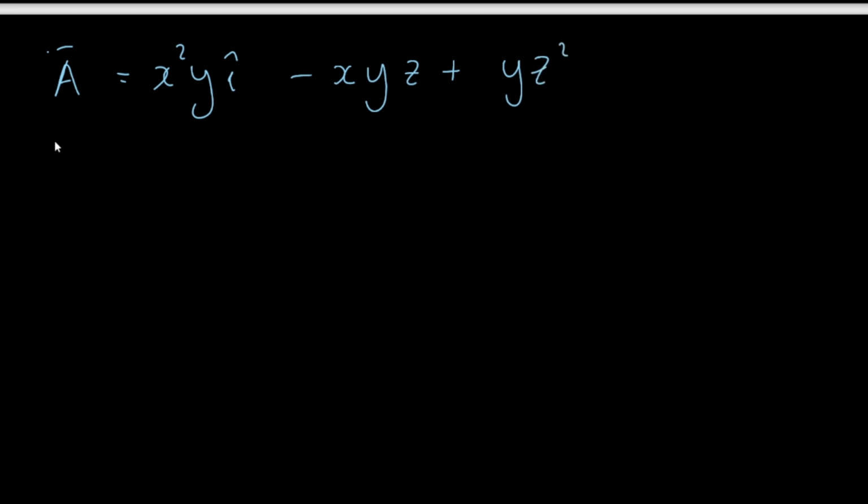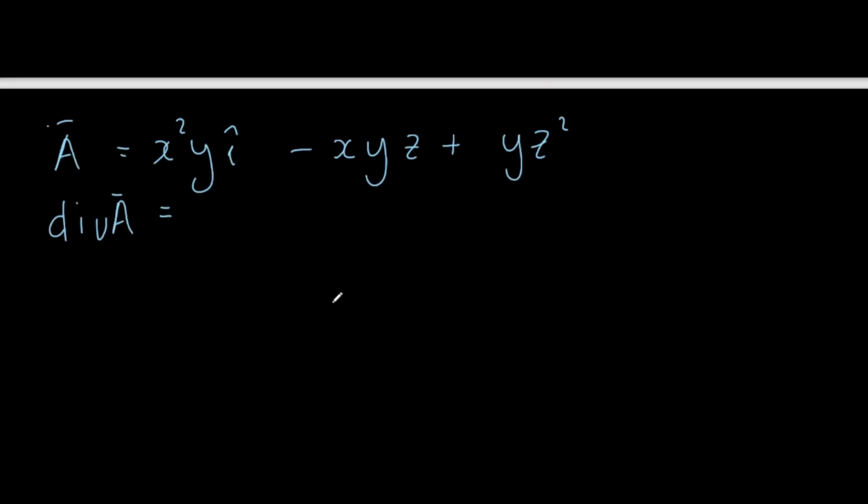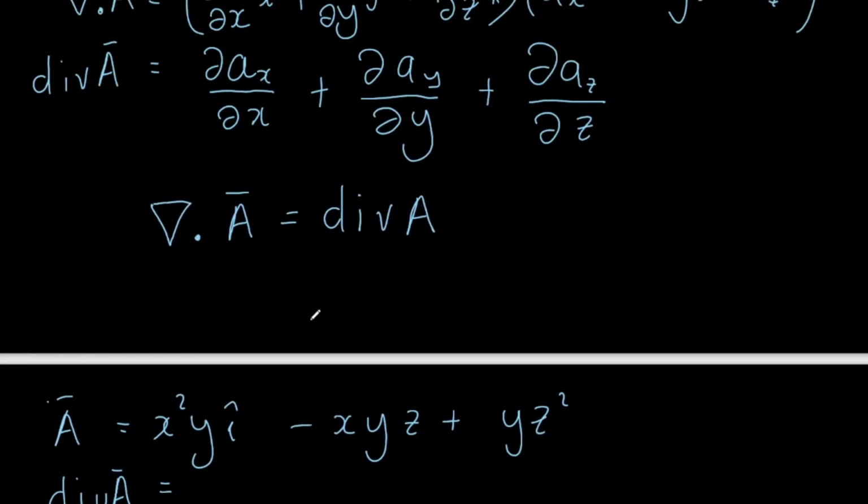We can illustrate this with a simple example just to see how it's applied. If we have some vector A equal to x squared y, minus xyz, plus yz squared, then it's a simple matter of the divergence of A being the derivative of Ax with respect to x, plus the derivative of Ay with respect to y, plus the derivative of Az with respect to z.